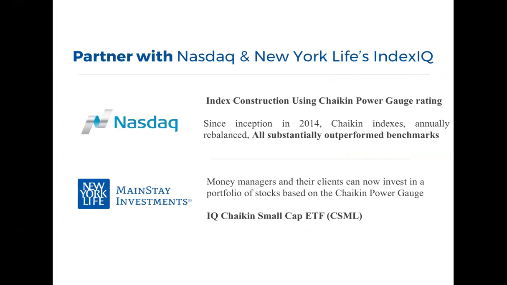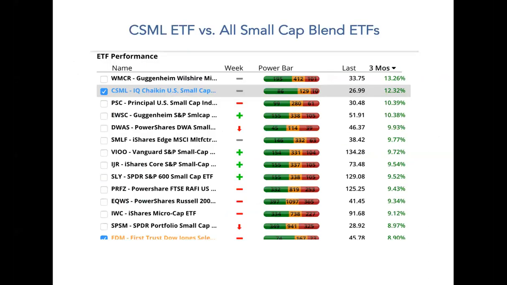And because of that, New York Life in February of 2017 licensed all 3 NASDAQ Chaikin indices, registered them with the SEC with the purpose of introducing exchange-traded funds based on the NASDAQ Chaikin indices. The first one that was launched was the IQ Chaikin Small Cap ETF. The symbol is CSML. This is not, I repeat, not a recommendation to buy CSML, but the performance and the assets under management have been spectacular.